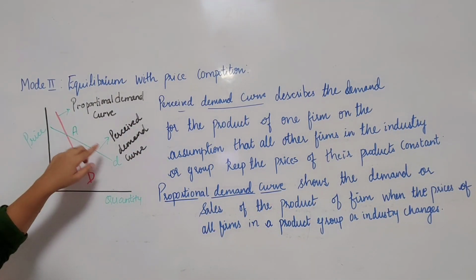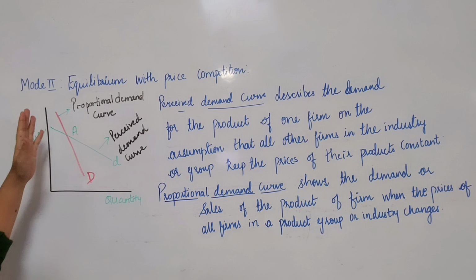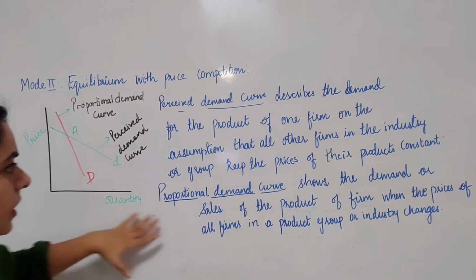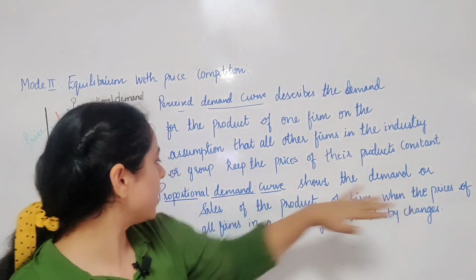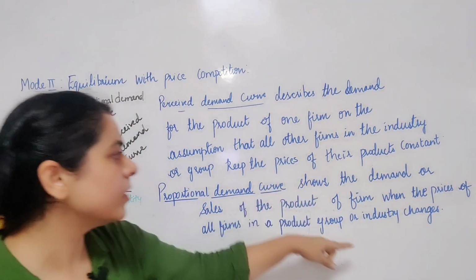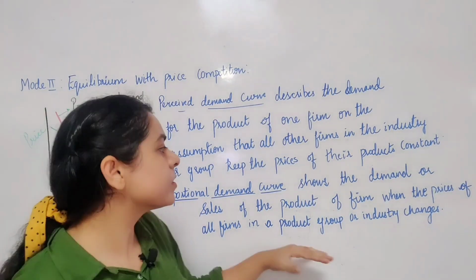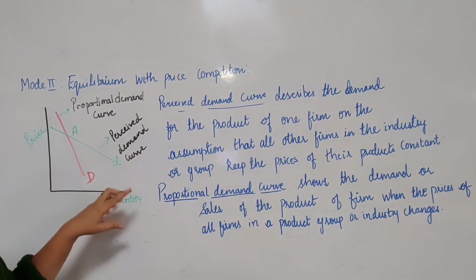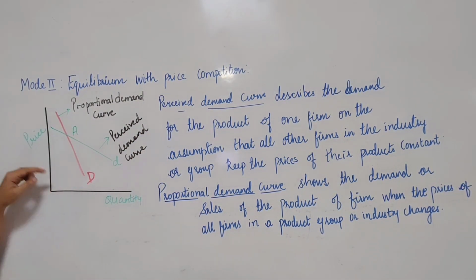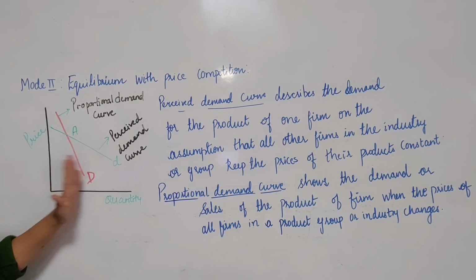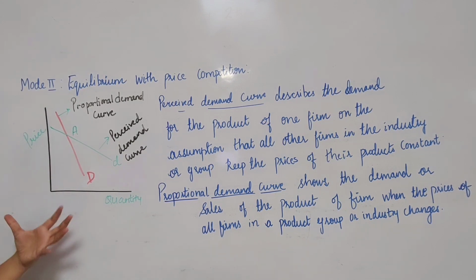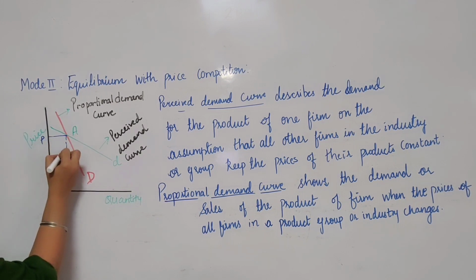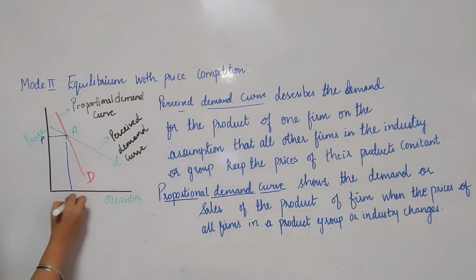Here I have drawn perceived demand curve D and proportional demand curve as this red curve. Proportional demand curve shows the demand or sales of the product of one firm when the prices of all firms in a product group or industry change. So basically here, as we can see, the proportional demand curve is less elastic as compared to perceived demand curve. At a price P where both these curves intersect, the quantity is Q.